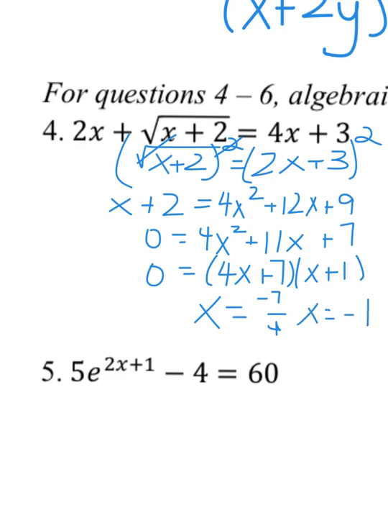You have to plug these back in and check them. Negative 7/4 does not work, so that answer gets rejected. However, negative 1 does work.